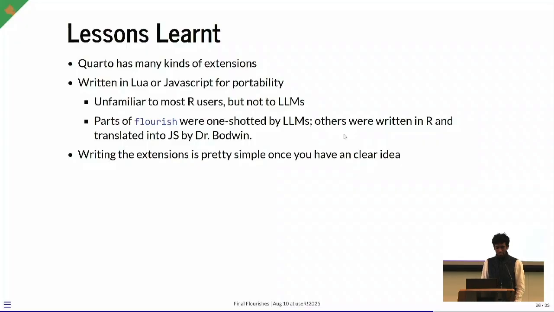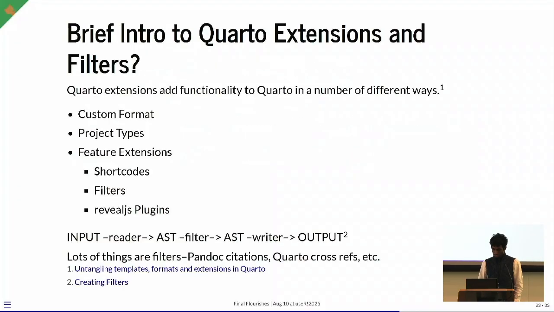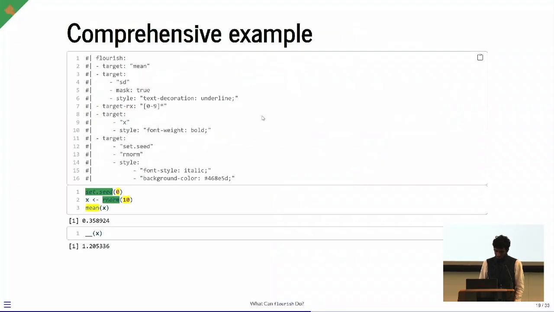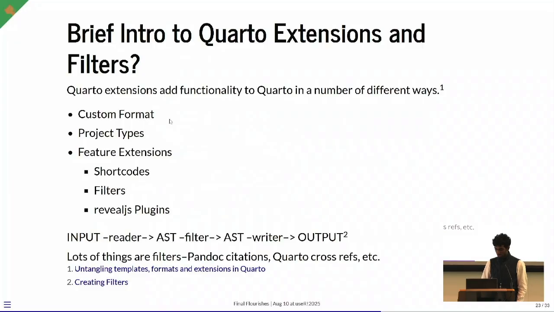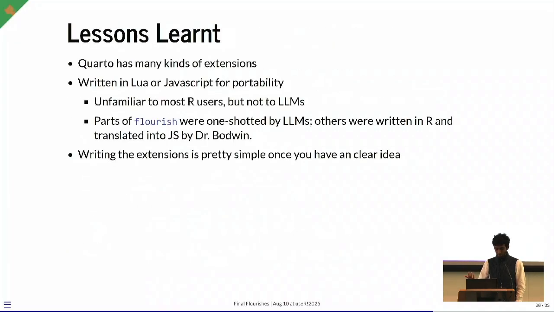Writing extensions is pretty simple once you have an idea about what you want to do. The hardest part was designing the interface: how flourishes should work, and where they are in the rendering pipeline. All of these questions were a lot harder than actually writing the code, especially since we didn't write a lot of it, and LLMs took care of that. What I learned the most from this whole experience is that Quarto extensions are pretty easy, just like how Quarto itself is really nice to write in. Quarto extensions have a lot of tooling built up so that building an extension isn't too difficult.